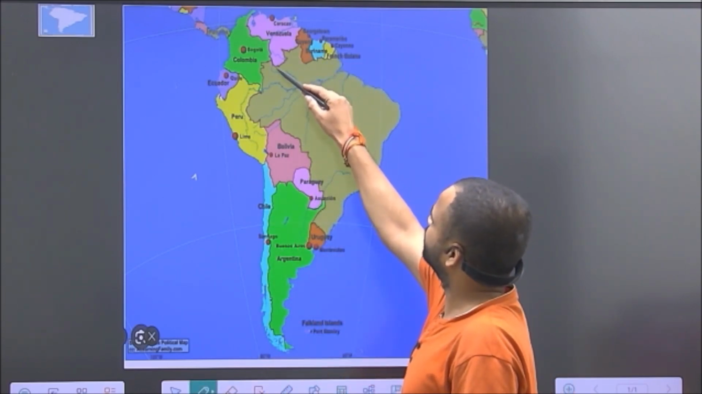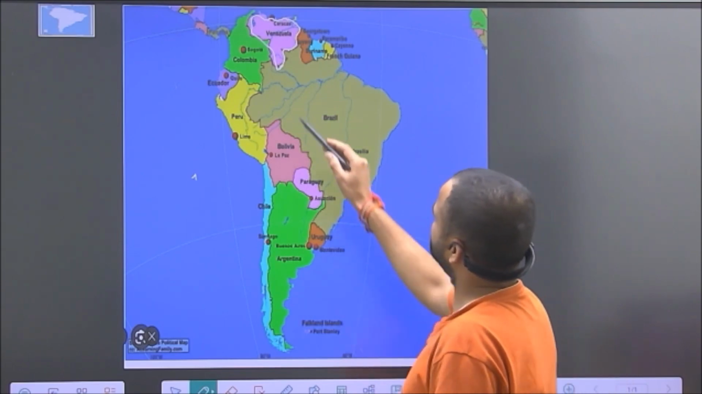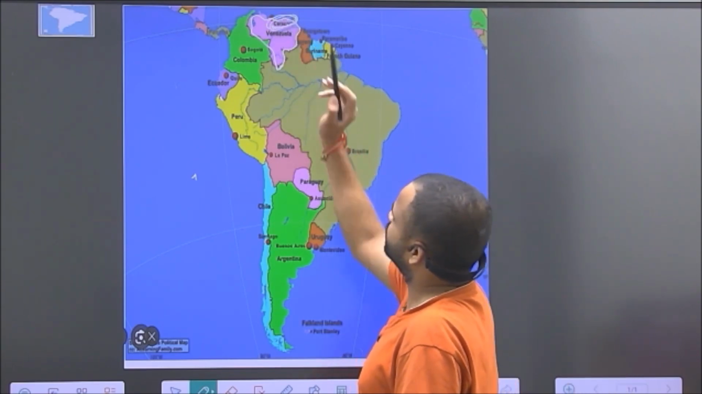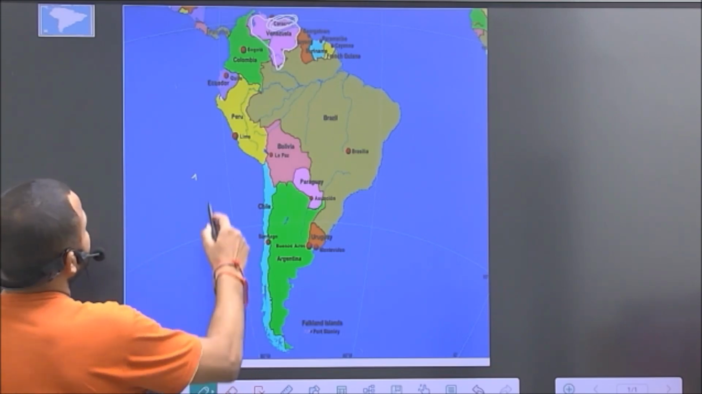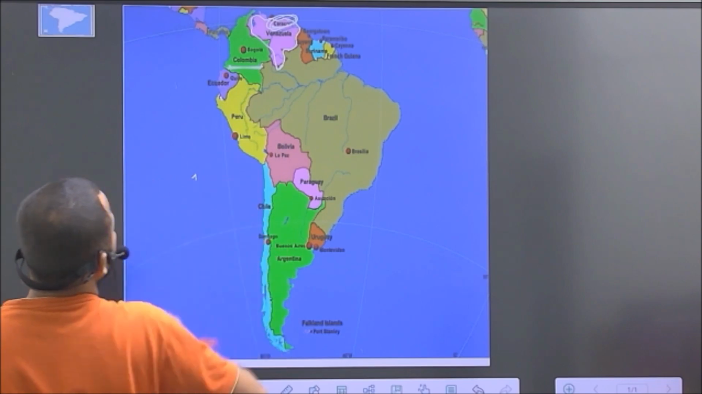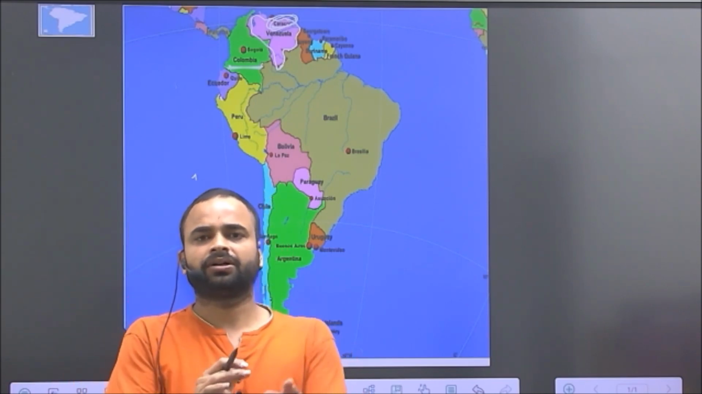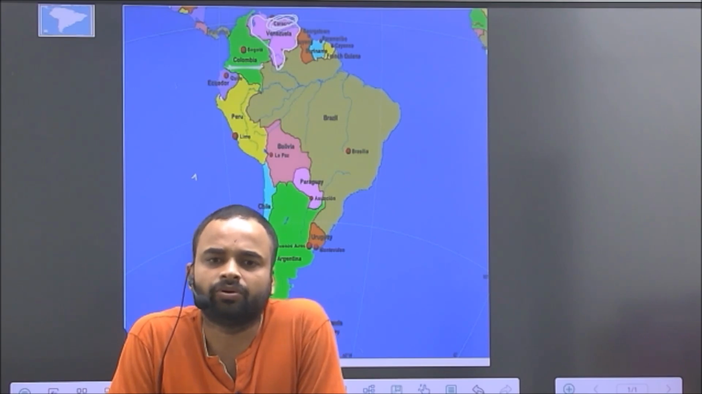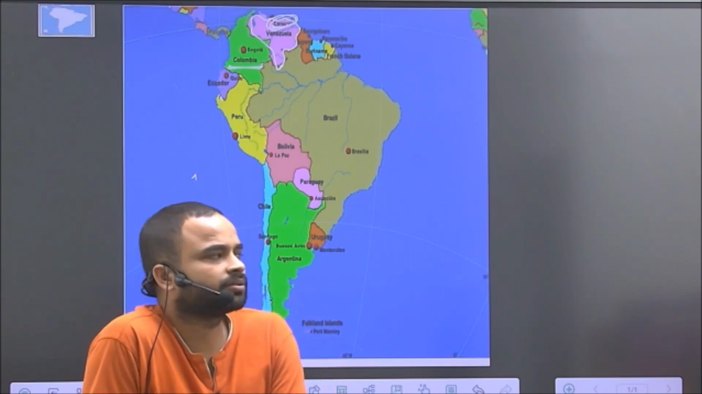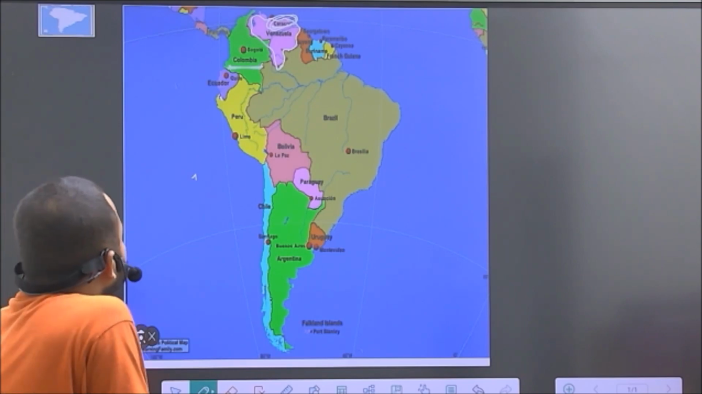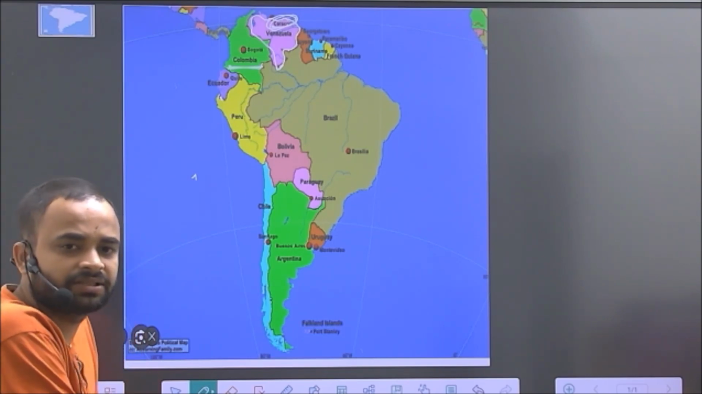Here you can see Venezuela, and Caracas is the capital of Venezuela, situated in the coastal region. Secondly, here you can see Colombia, and Bogota is the capital of Colombia. One important fact about Colombia: it has a coastal region on both oceans, the Atlantic Ocean and the Pacific Ocean. So a question can be asked, which one country has a coastline on both the Pacific and Atlantic Oceans? The answer is Colombia.